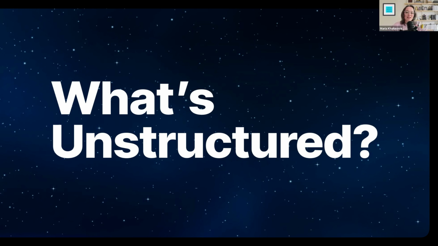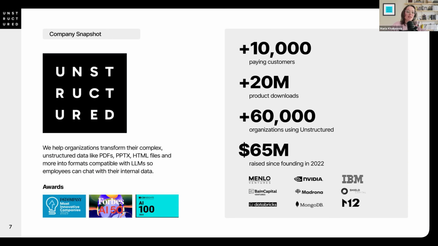All right, let's start with what's Unstructured. Unstructured is a Series B startup, and the main goal of the entire company has been to help organizations transform their complex unstructured data like PDFs, PowerPoints, emails, HTML files, and more into RAG-ready structured data. Even more broadly, GenAI-ready structured data.